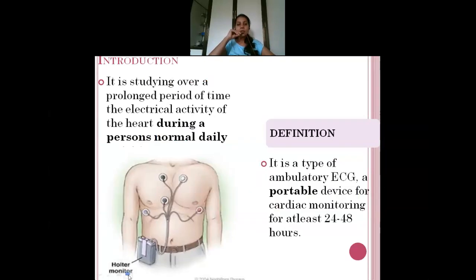The definition is that it is a type of ambulatory ECG. Remember, the word ambulatory means you are able to move with the ECG. It is a portable device. Portable means, as I already told you, you can carry it anywhere. When you're moving around, it is going with you, and you wear it for around 24 to 48 hours. Here also it is very clear. So this is the Holter monitor machine.